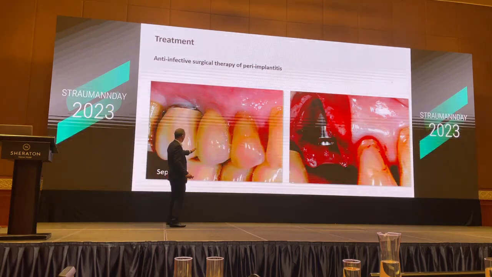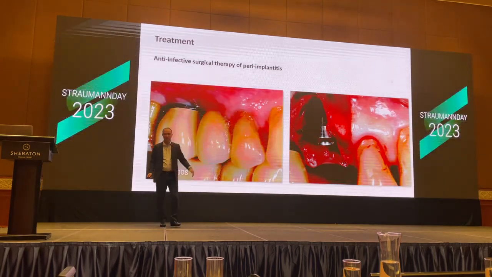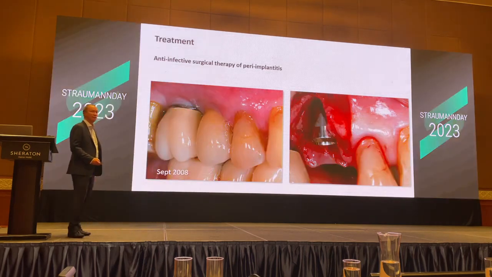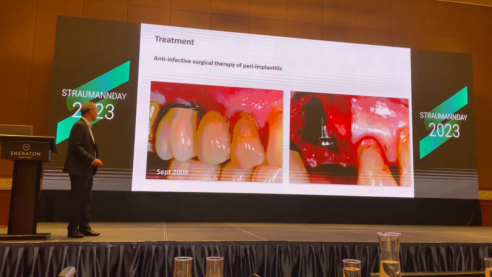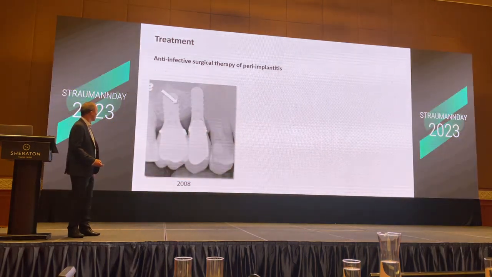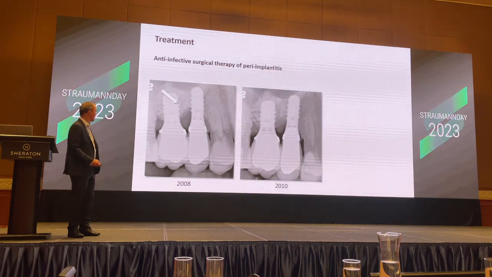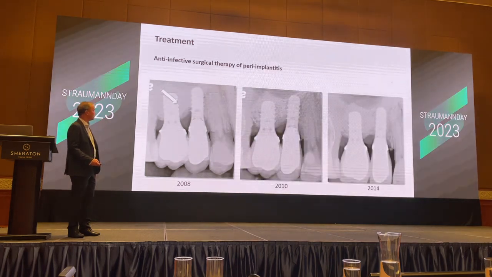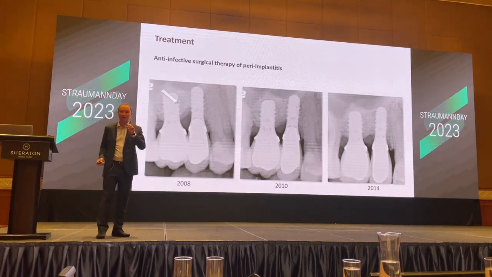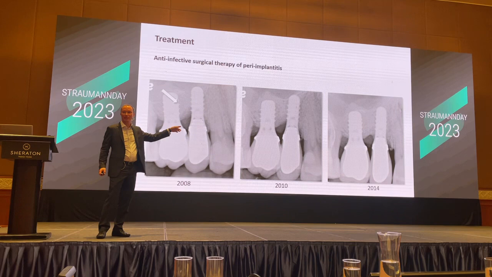This one developed peri-implantitis. That's the opening of the flap. This is an SLA implant, tissue level implant. Same debridement, no bone grafting. 2008, you can see the bone loss. 2010, 2014, grown bone. Look at that. This is the one and only case that has grown bone like that.